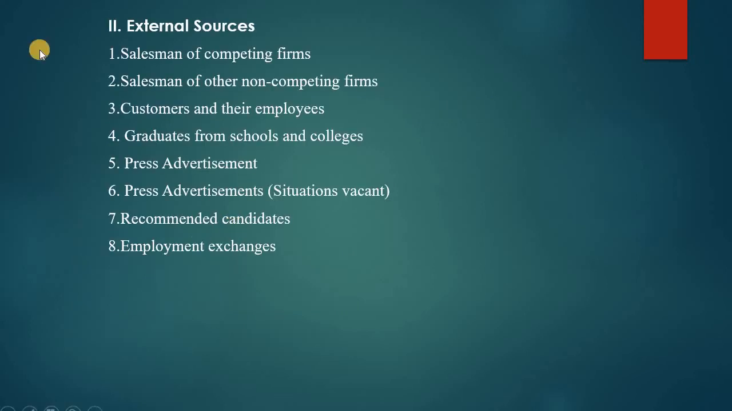Then the external sources. So what are the various external sources? The first one is salesmen of competing firms. External source in the sense outside the firm. So here you can appoint a salesman who is working in your competing firm. Definitely it will be very advantageous for the organization because you will get a lot of strategies and techniques of that firm, and that can be applied in your organization.